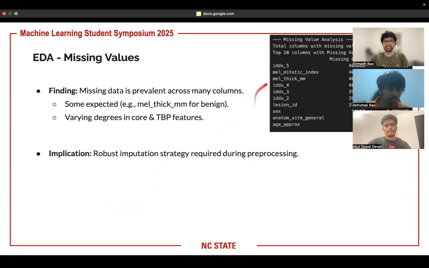For missing values, you can see that there are a lot of missing values for some columns because these columns are particular to melanoma. For example, IDDX5 shows us what stage the melanoma is in. So it might be missing for most rows since most are not malignant. So we had to impute all of these values. And for things like sex, age and anatomy site, we used mean value imputation.